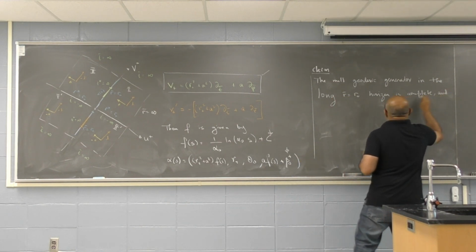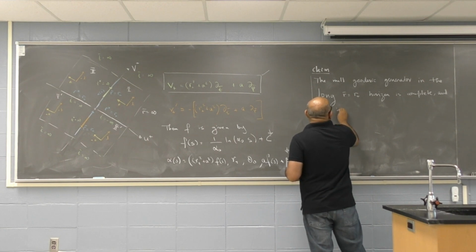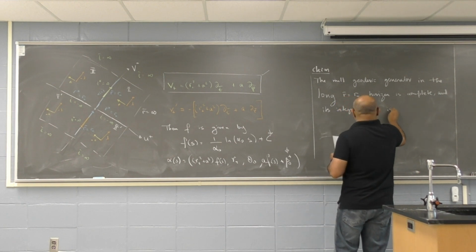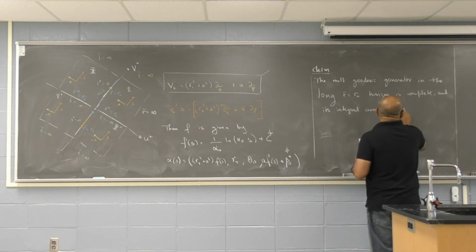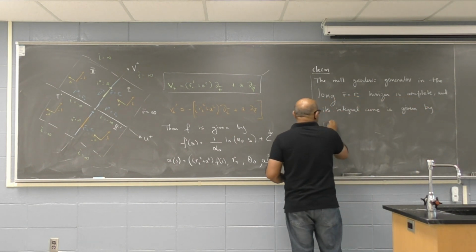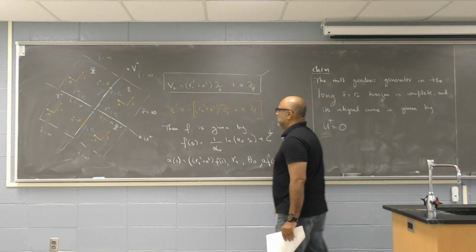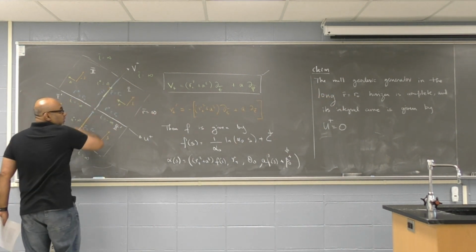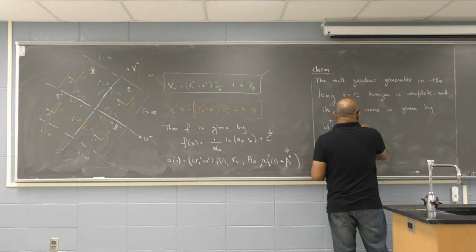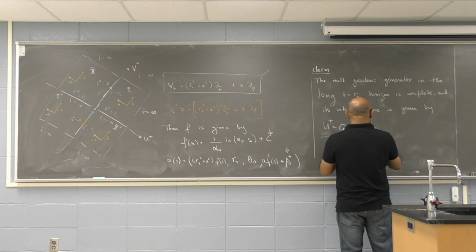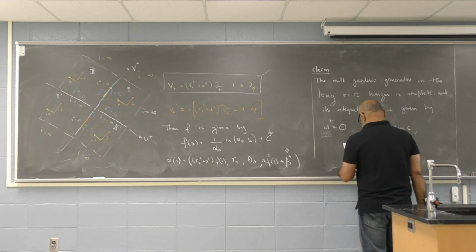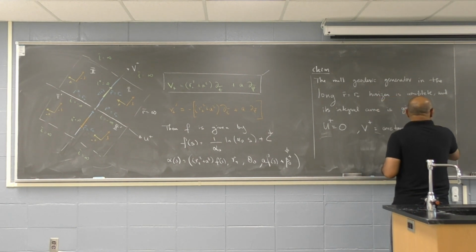And its integral curve is given by u plus equals 0. Well, that's easy. In this line, u plus is 0. V plus is equal to arc tan of S. Theta equals constant.